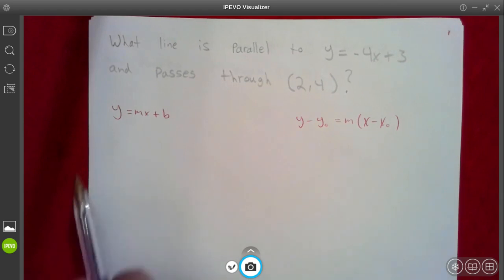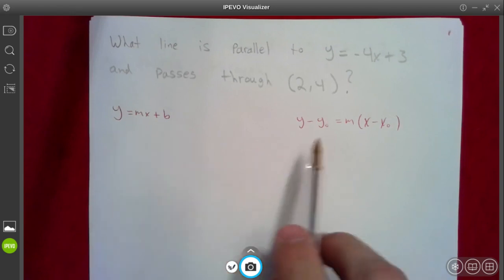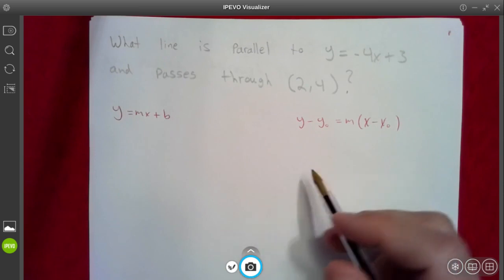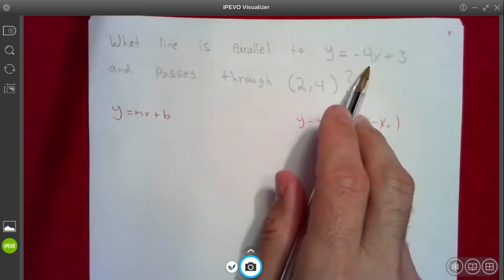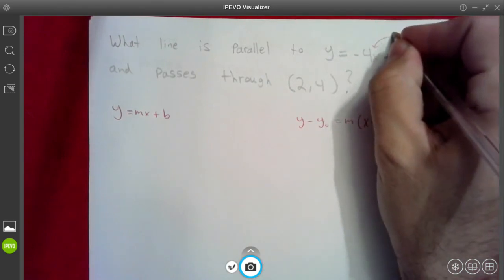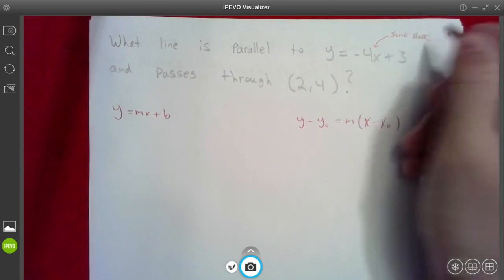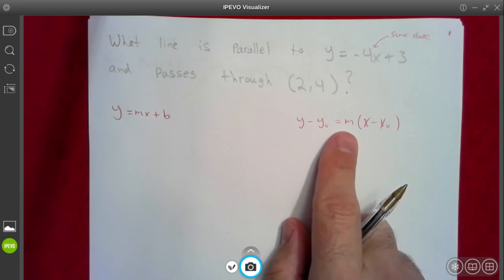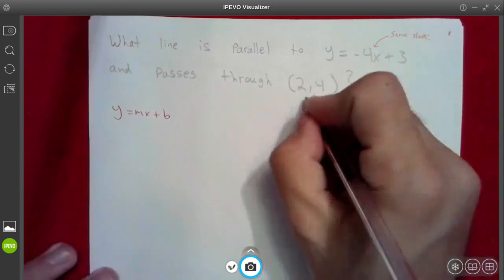All right, so depending on the context, you might want to write your answer in slope-intercept form or point-slope form, and I'll go through both ways. So what line is parallel to this one? Since it's parallel, it's going to have to be the same slope. So I already know my m. My m is definitely going to be -4 because it's got to be parallel to this one, and it's going to pass through (2, 4).